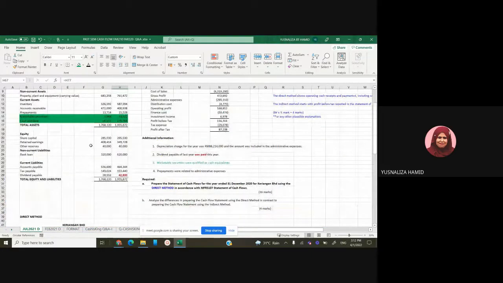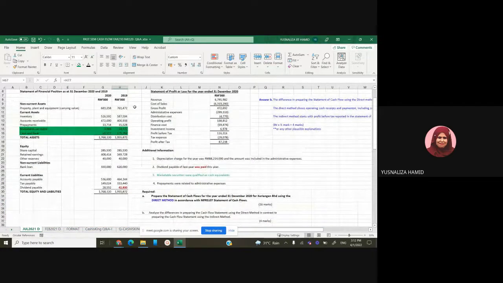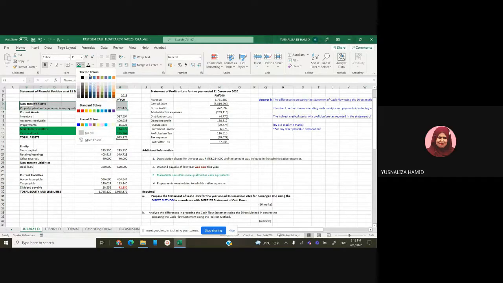And first, before we do that, I'm going to color code the activities. Whatever falls under investing activities, I color code as blue. Okay, blue.